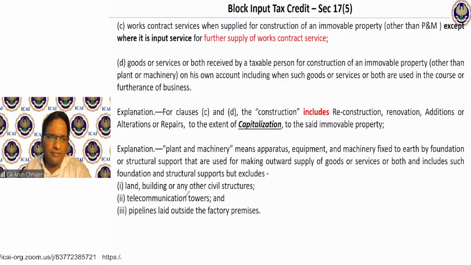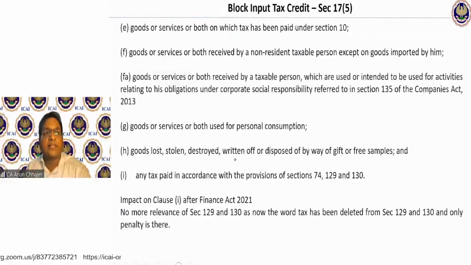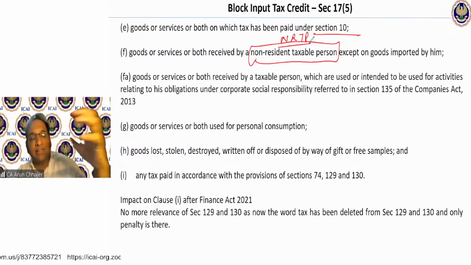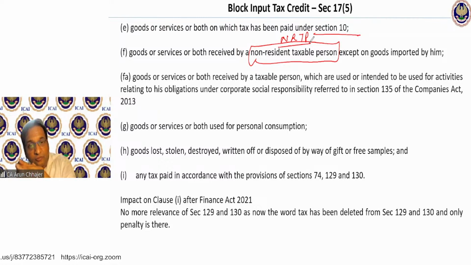This is a very common point. Telecommunication tower, pipeline outside the factory premises. So you will write that because it is not plant and machinery, therefore ITC is not eligible. Similarly, if you are a composition dealer, you cannot take the ITC. If you are an NRTP, non-resident taxable person, you cannot take the ITC. NRTP means he does not have any fixed establishment in India, but would like to make taxable supplies from India.